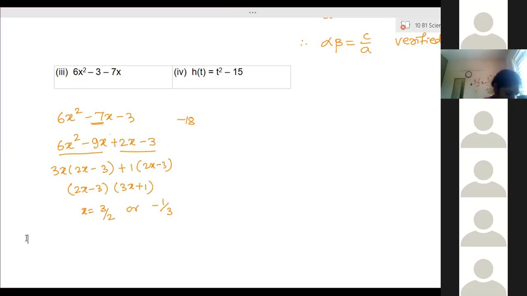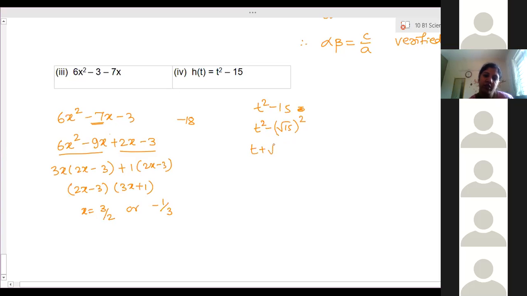Ma'am, in the fourth question, should we take a square minus b square? Yes, it is in the form of a square minus b square. We have to take root 15. t square minus 15 is in the form of t square minus root 15 whole square. So it is t plus root 15 and t minus root 15. These are the two factors. So t is equal to minus root 15 and t is equal to plus root 15.